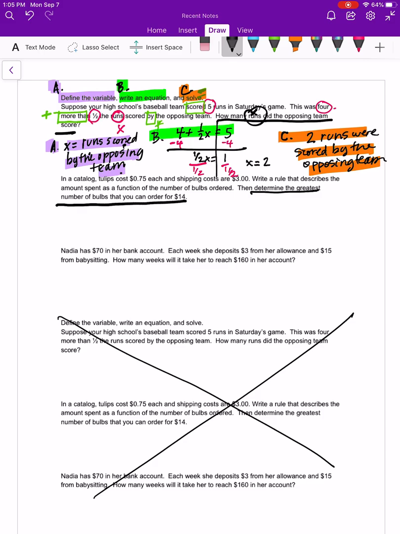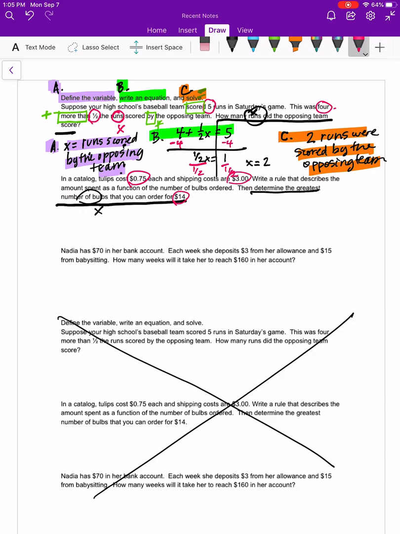So what don't we know? We don't know how many bulbs we have. So that's going to be our X. That's going to be our variable. So let's see what else we got. We know that bulbs cost 75 cents each. We know that shipping costs are $3. And we know that we spent a total of $14 altogether.